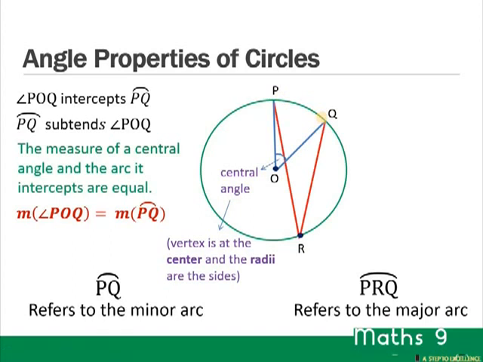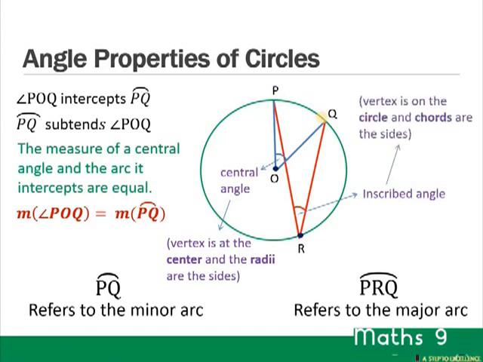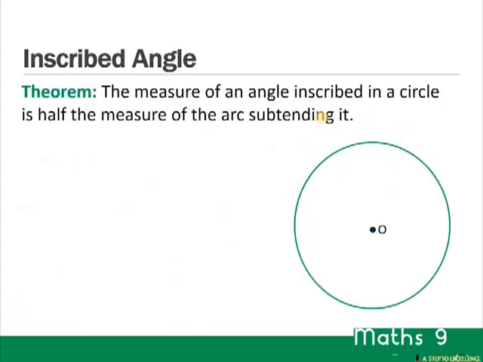If we join R to P and Q, then this angle here is called the inscribed angle. Its vertex is on the circle and the chords are the sides. Theorem: the measure of an angle inscribed in a circle is half the measure of the arc subtending it. Let's look at a proof.